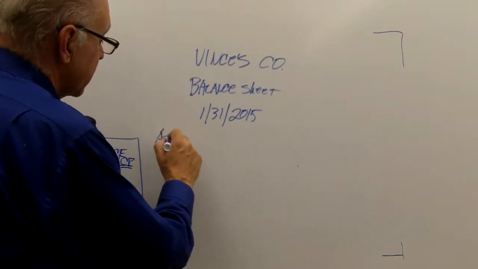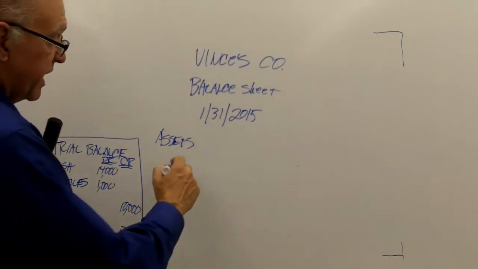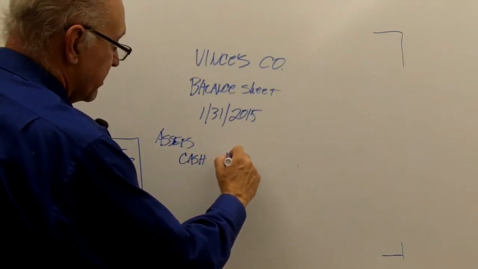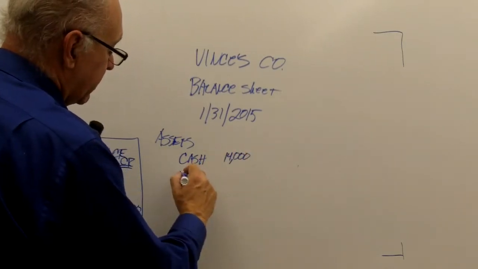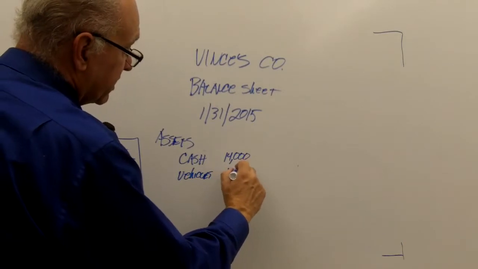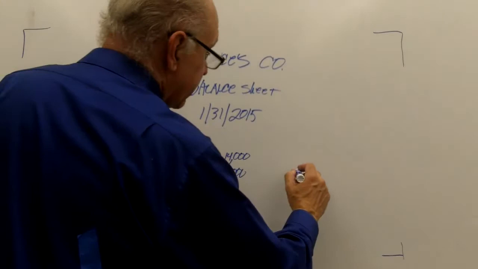What I'm going to do is, in this statement, I'm going to list my assets. I have a couple of assets. I have cash, and my cash balance is $14,000. I also have vehicles. That's $1,000. So my total assets are $15,000.